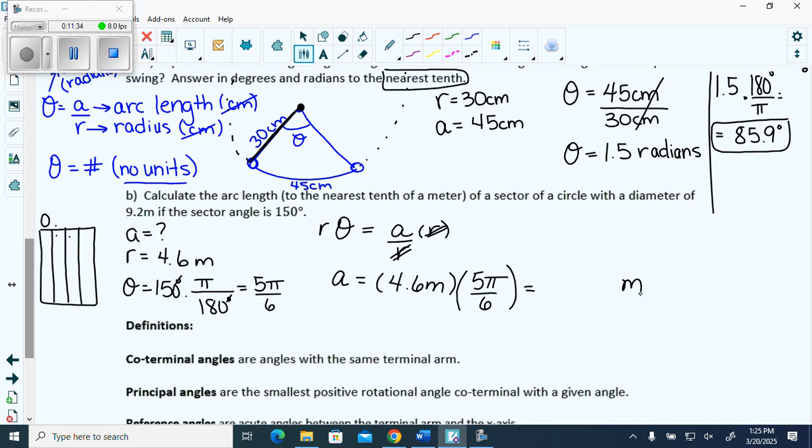Okay, so we want it to the nearest tenth, so 1 decimal place. So we go 4.6 times 5 pi divided by 6, and we get 12.0. Now, what if you round it to 12? It's wrong because it says the nearest tenth. So 12.0 is what the little computer program is marking you on. Yeah? Okay.